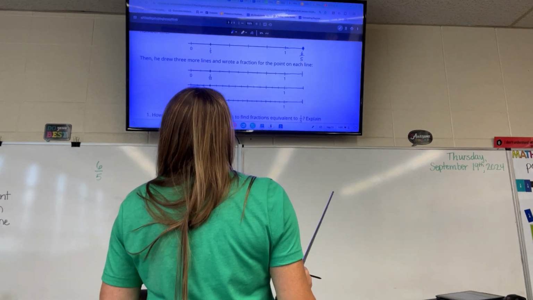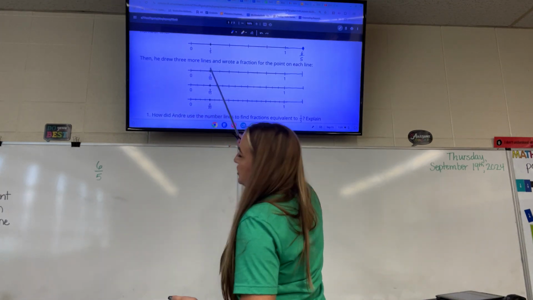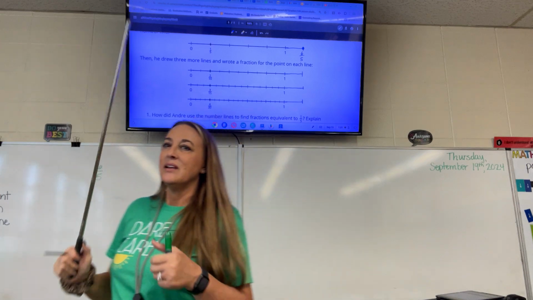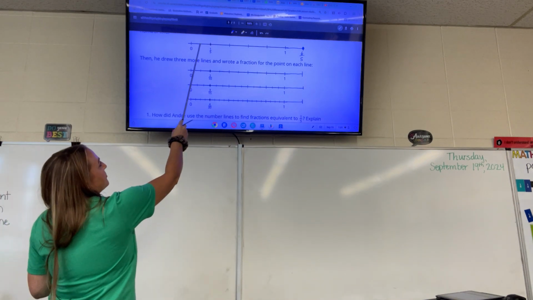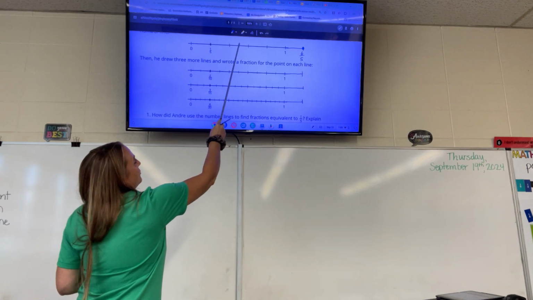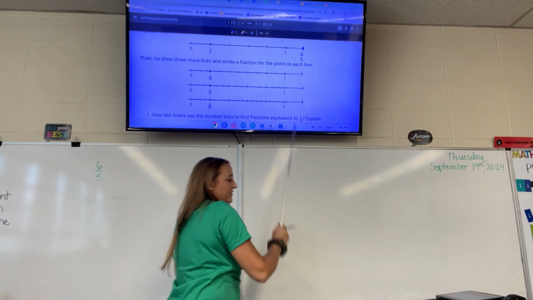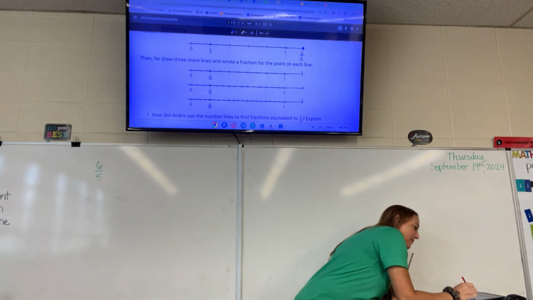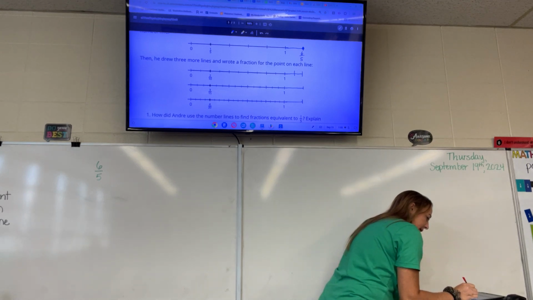Now, you remember what he did over here in this section? Okay, he split them all in half, didn't he? So he had a number line that looked like this, and then he went boom, boom, boom, boom, boom. And so we've got to do that here. Boom. Right in the middle. All of them? Nope, just that one. Okay? So, our point is right here.